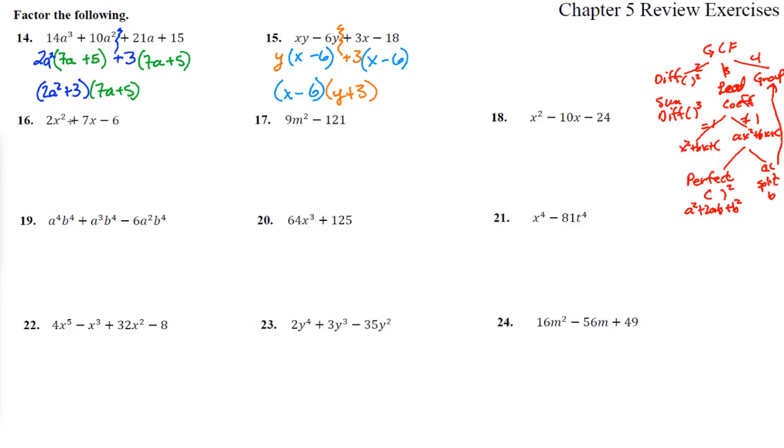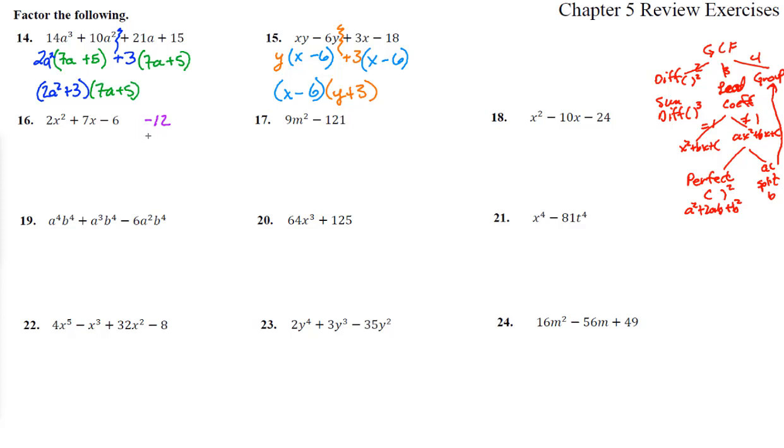Number 16. 2x squared plus 7x minus 6. Is there a greatest common factor? We always got to check that first. There's not. How many terms? 1, 2, 3. So this is a trinomial. Now we ask, what is the leading coefficient? It is a 2. So we're right down here. The leading coefficient is not equal to 1. So we check to see if it's a perfect square, see if that'll be easy. Nope. The 2 and the 6 are not perfect squares. So we're going to take a times c. That's a negative 12. And we are going to split the middle.